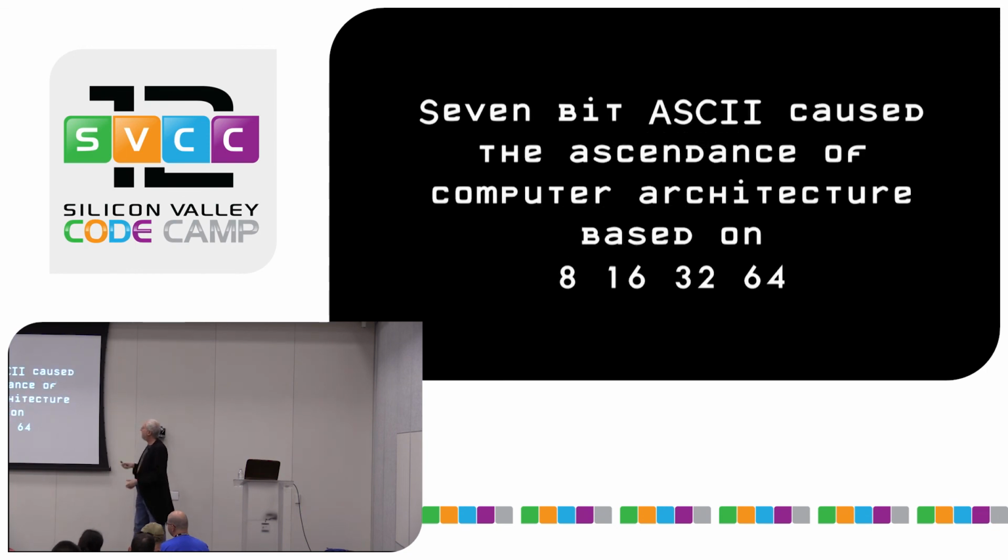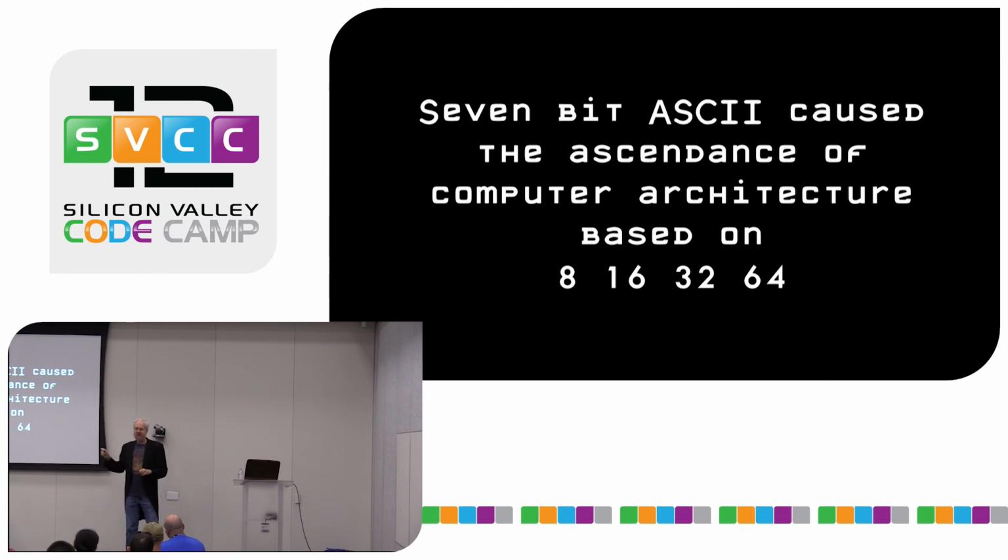So 7-bit ASCII caused the ascendance of computer architecture based on 8, 16, 32, and 64. That was the influence of ASCII on EBCDIC, and particularly on microprocessors. The first microprocessor, the 8008, was commissioned by a company that built terminals. They went to Intel and said, we've got a design for a little CPU that we'd like you to make for us, and this is the architecture. They wanted it because their terminals were getting so complicated that making them out of discrete circuitry was becoming cost prohibitive, and they wanted to replace it with a chip.